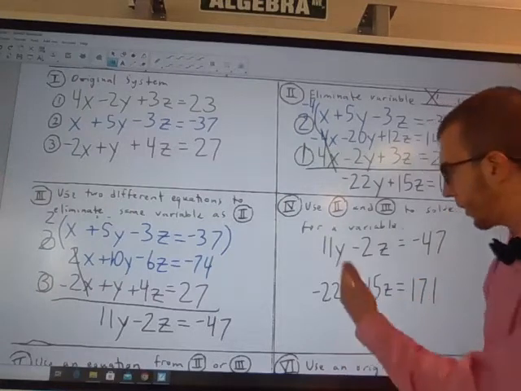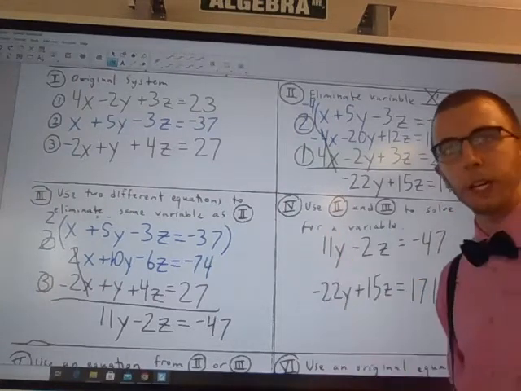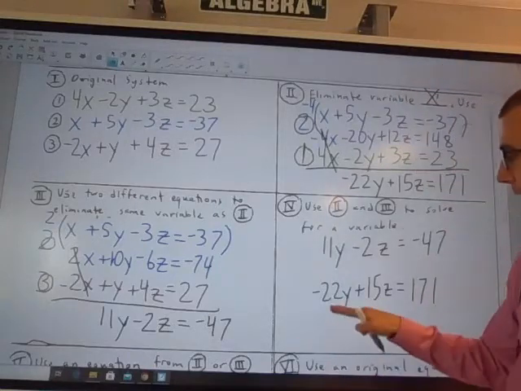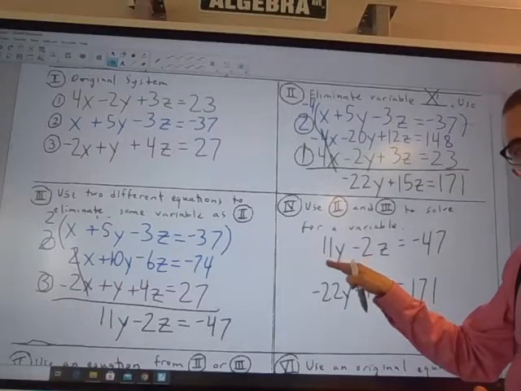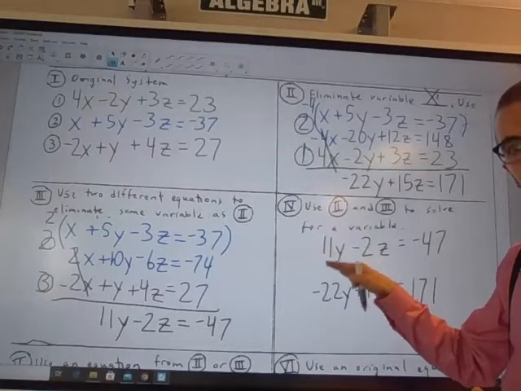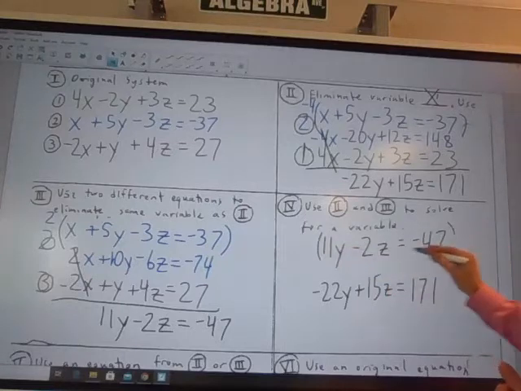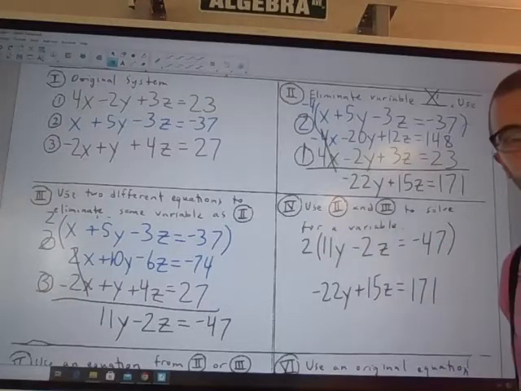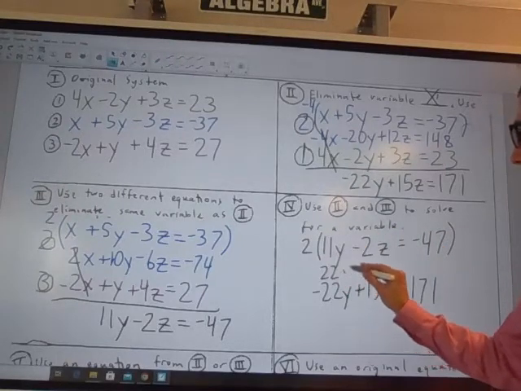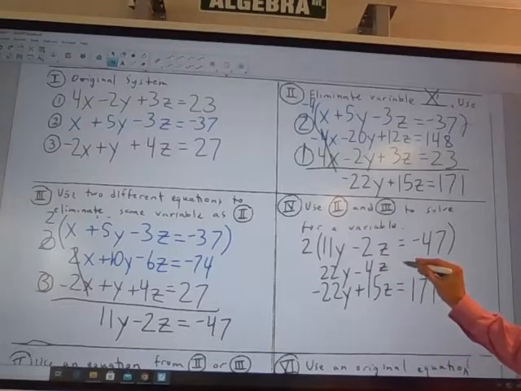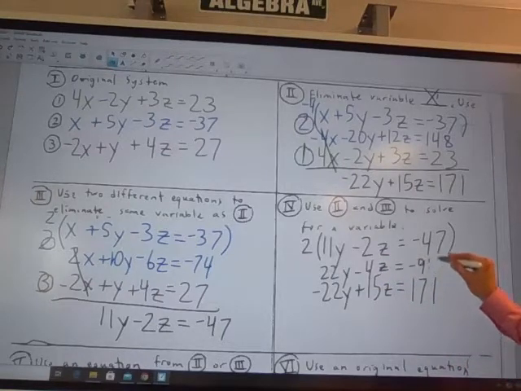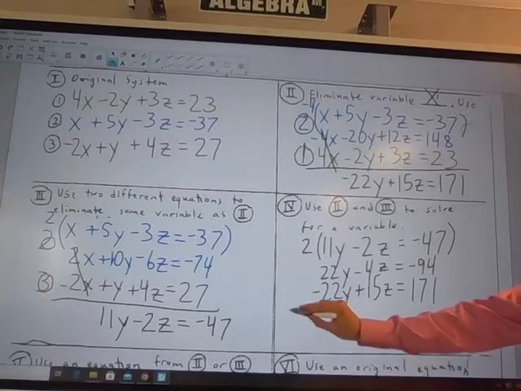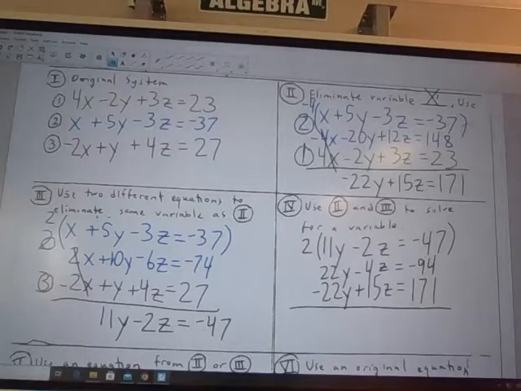So I don't know about you guys, but it looks like right now that these y's would be easier to get to be opposites. If this is negative 22y, that means this will just need to be multiplied by 2 to give us 22y. So we multiply that. And again, each of these 3 terms in here has to be multiplied by 2. So I get 22y minus 4z equals negative 94. Now we can add those across. We're working with these 2 equations now.